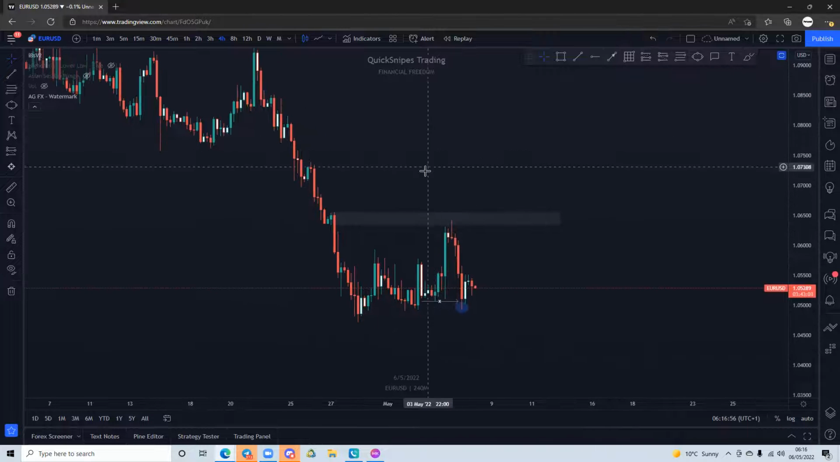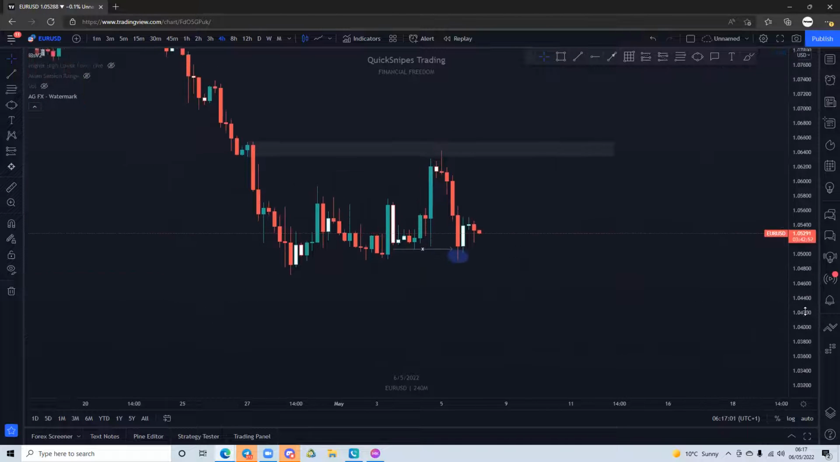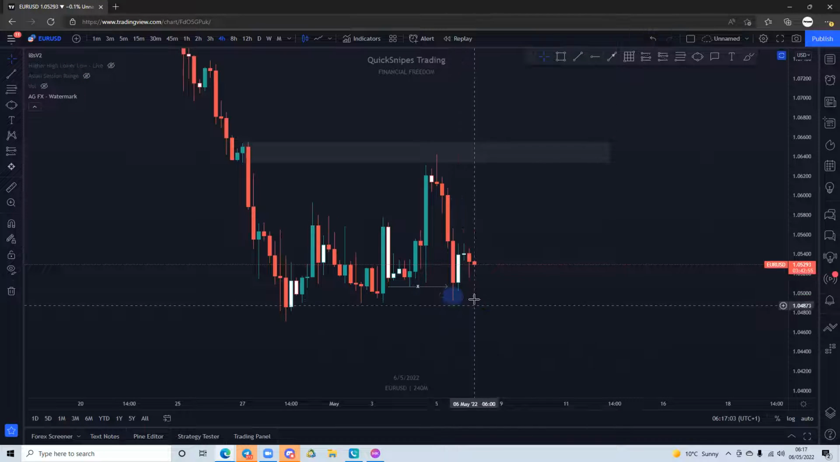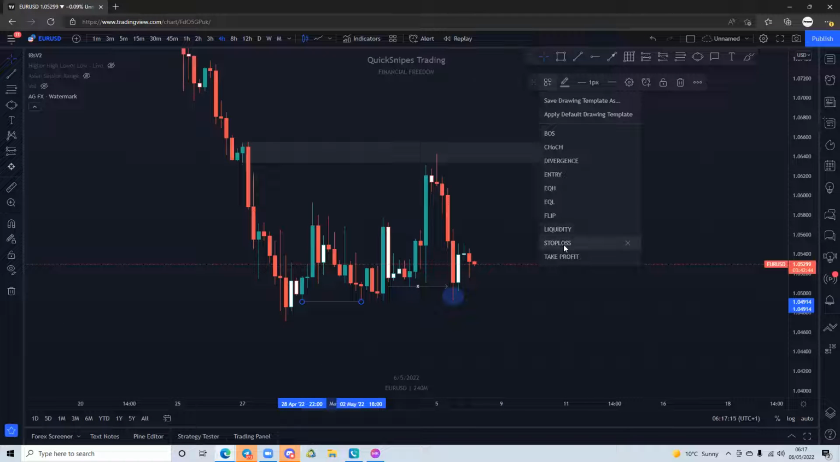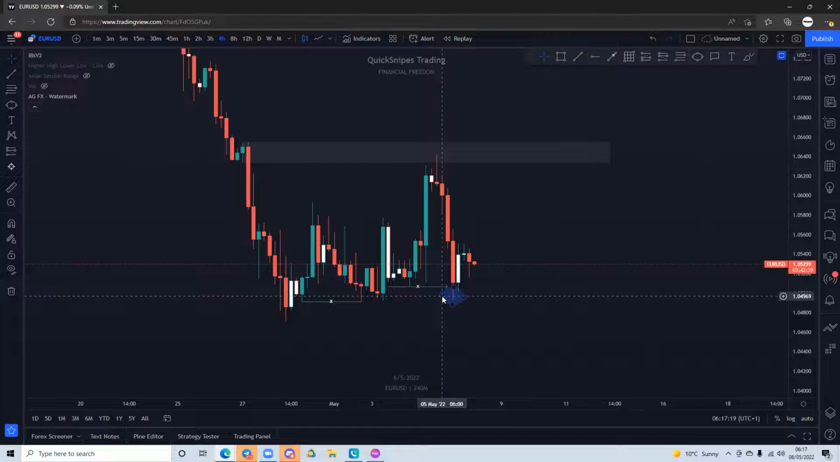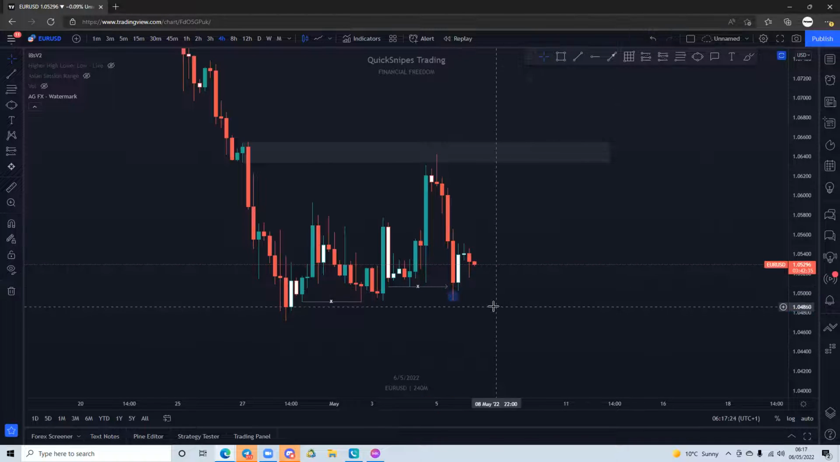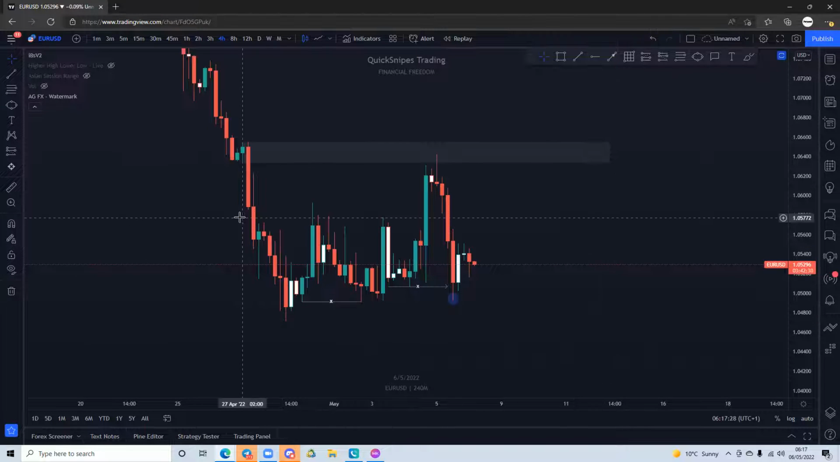But looking at more recent structure, we can see that liquidity was swept, and we could potentially be looking for buys from this area. However, I do see more liquidity which could possibly need to be swept over here. Not necessarily, price doesn't always have to follow liquidity. However, it tends to. So we will see how that goes from there.